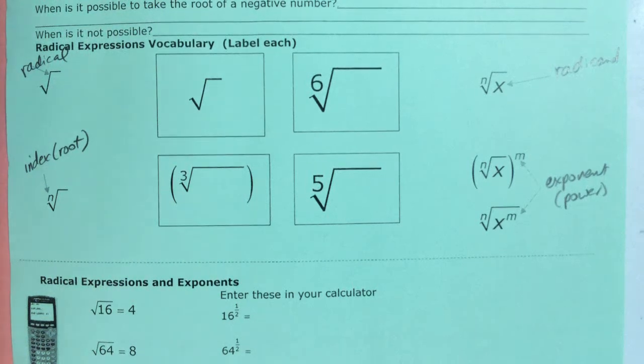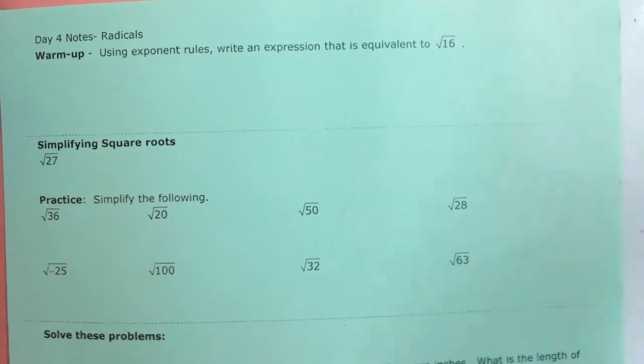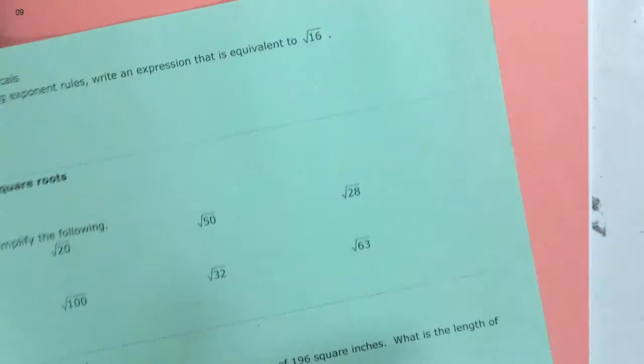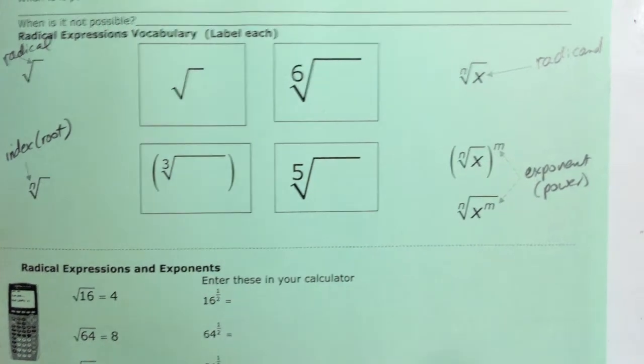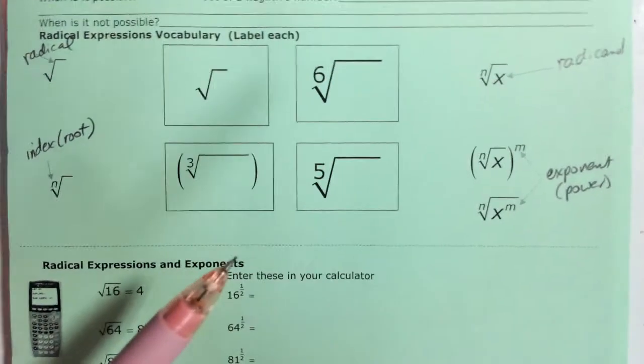All right, so before we start actually working on these notes, the notes start in the front where it says Day 4 Notes Radicals. We're going to actually go to the other side. The notes are kind of crazy, so we're going to take them out of order. We're going to take them in whatever order we need them to go in.